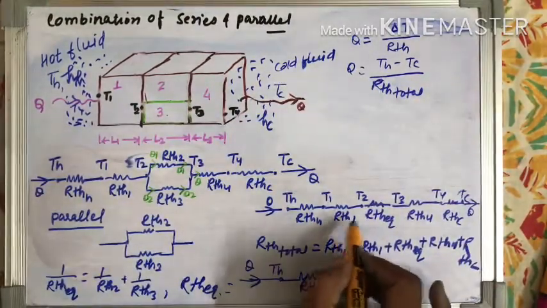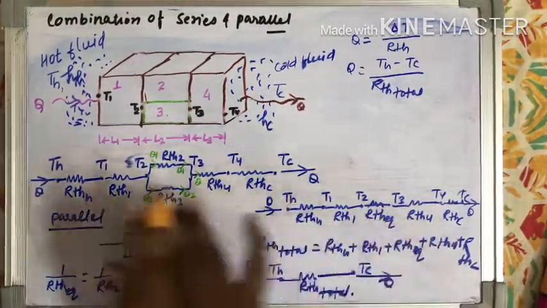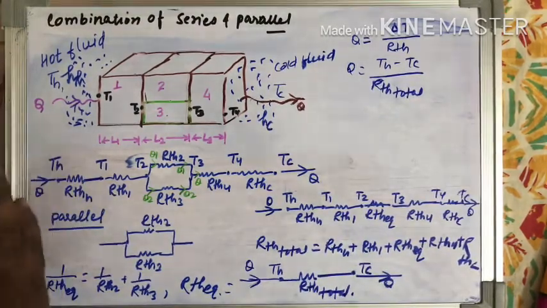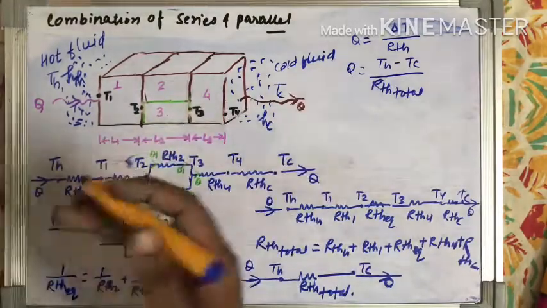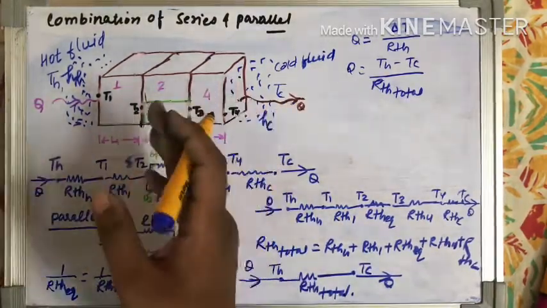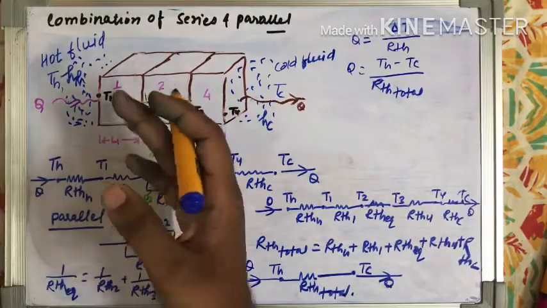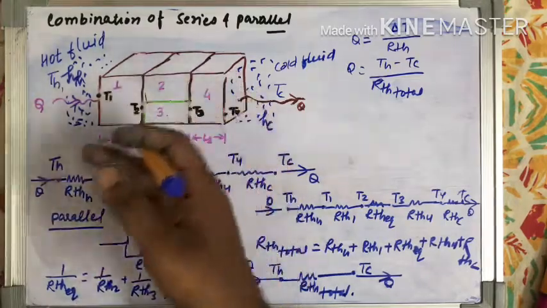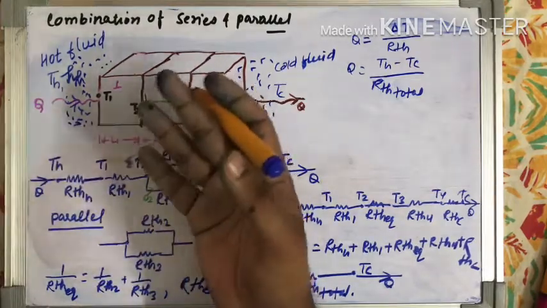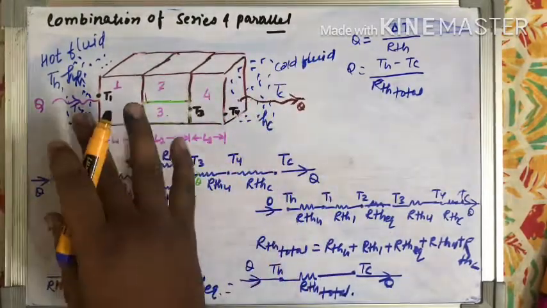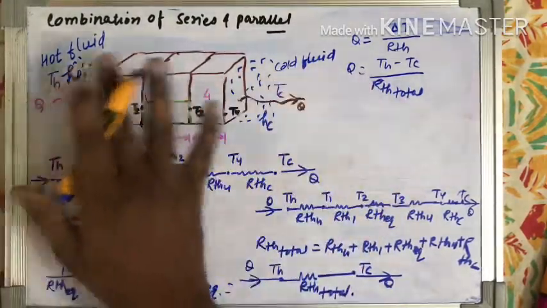The formulas for RTH1, RTH equivalent, RTH4 we have seen in the video, so definitely we can calculate them. We know that for the rectangular coordinate, it is L upon K. For the cylindrical coordinate, it is ln R2 upon R1 upon 2 pi KL. For the spherical, it is R2 minus R1 upon 4 pi K R1 R2. For convection, it is 1 upon HA. So that we know, and we can place accordingly.